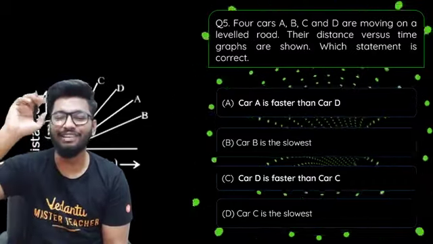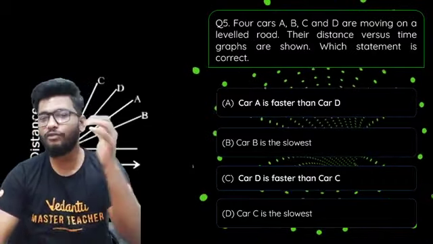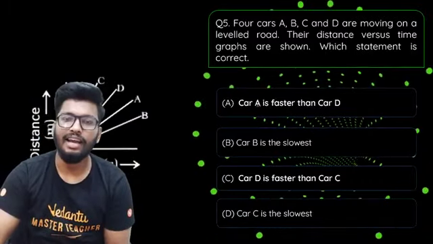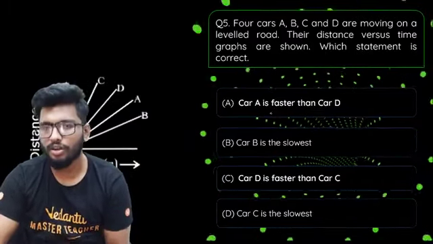So go ahead and answer this, guys, in 5, 4, 3, 2, and 1. If you ask me, guys, just think about it. For the first statement, is car A faster than car D? No, it is not. Why?